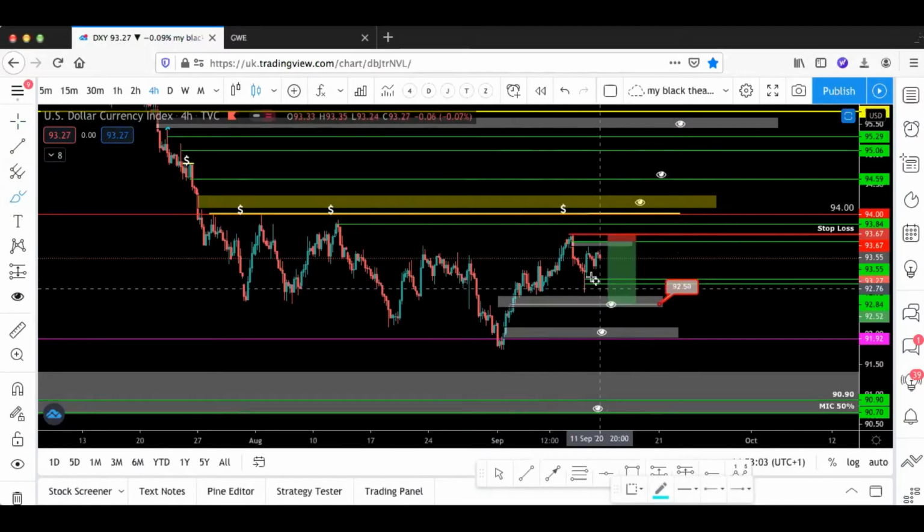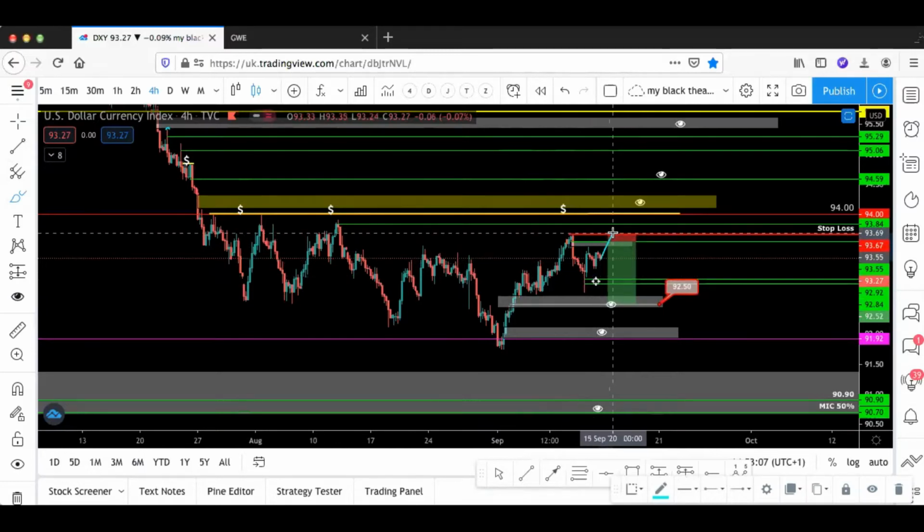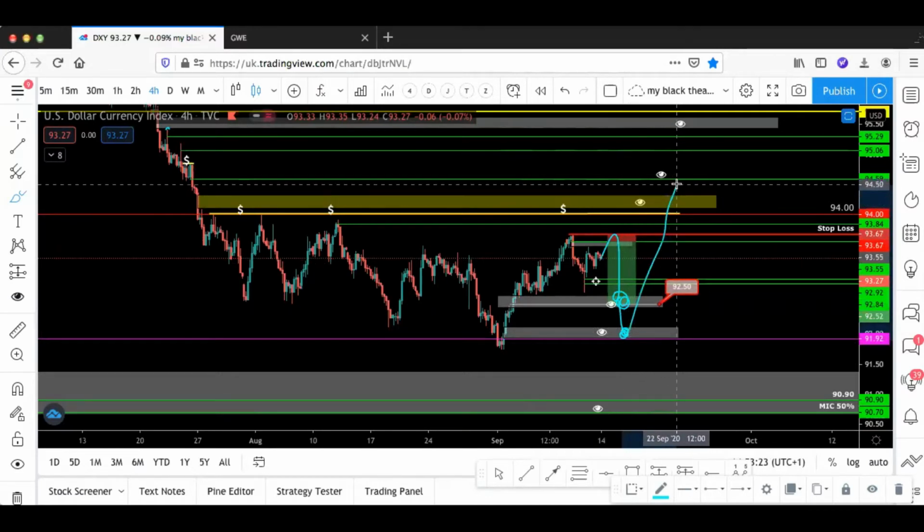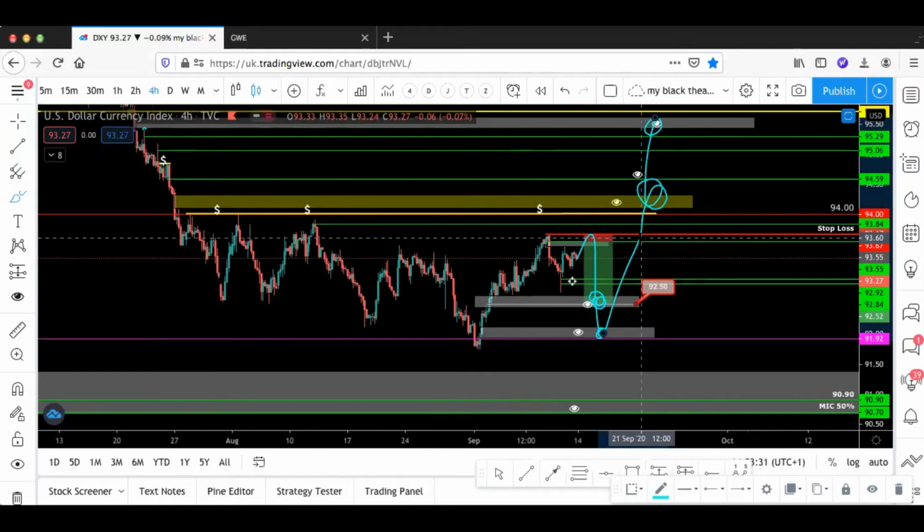I'm anticipating price to run higher, then run towards our point of interest, as well as one here down there as well. Then heading back to the upside towards our target. And also we have targets upside as well. But this is the one scenario.